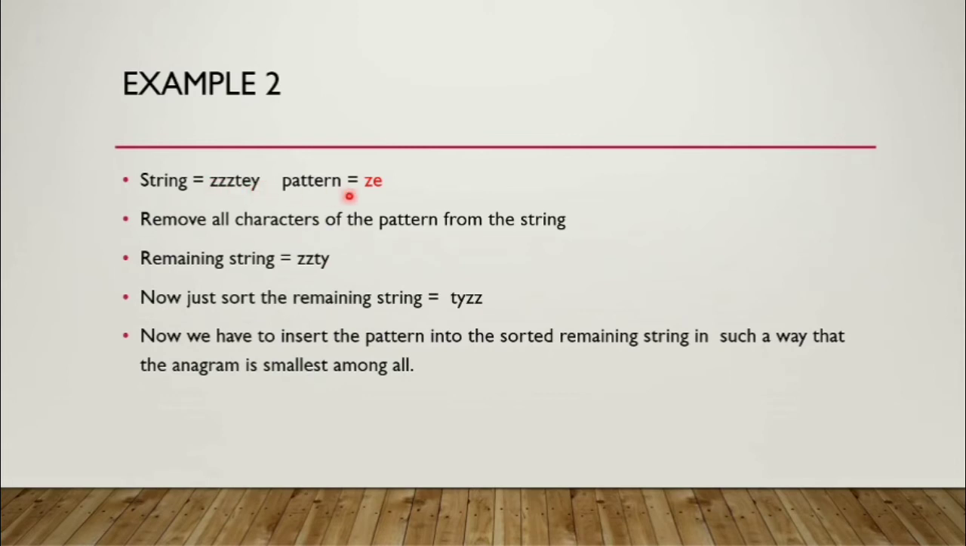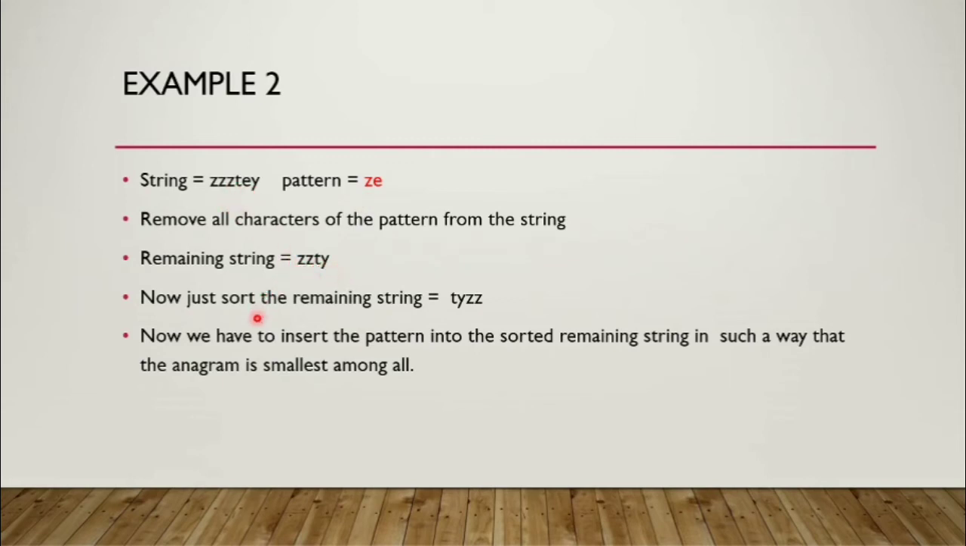ZZZTEY, and the pattern is ZE. As you can see, the pattern ZE is not directly present in the string. So what we have to do is rearrange all the characters such that the pattern is visible in the string. So the first step is to remove all the characters of the pattern from the string. Now we will remove one Z and one E. So after removing one Z and one E from the string, we will get ZZTY.